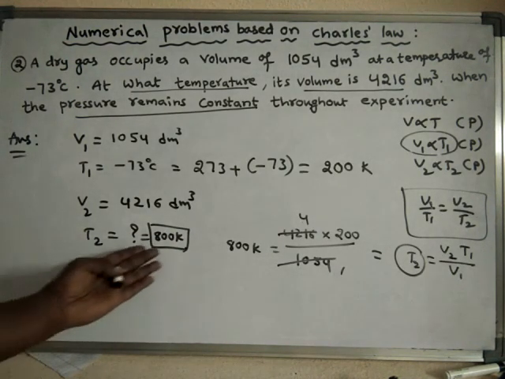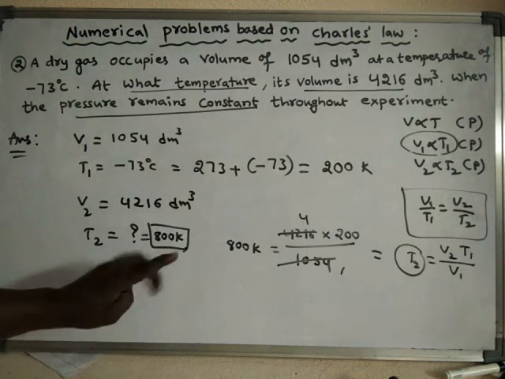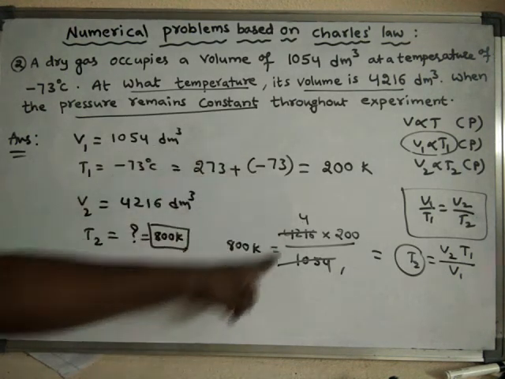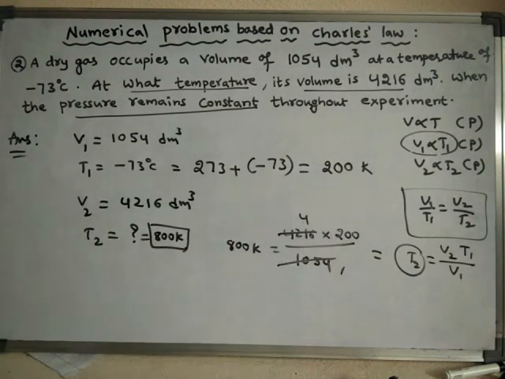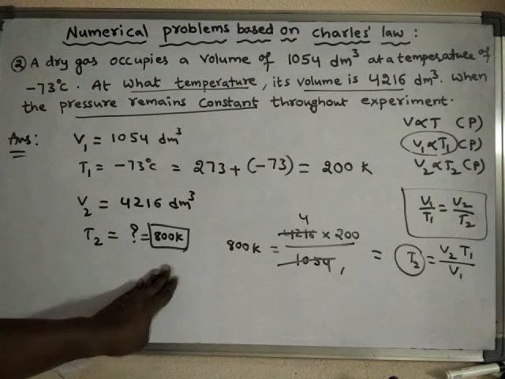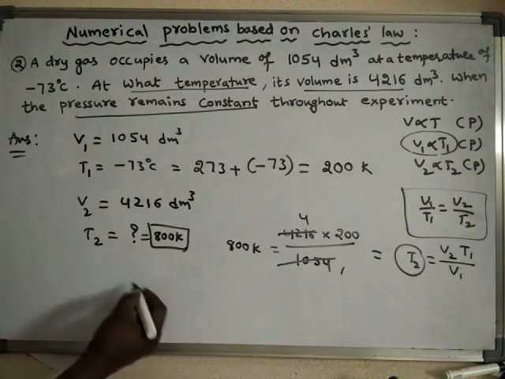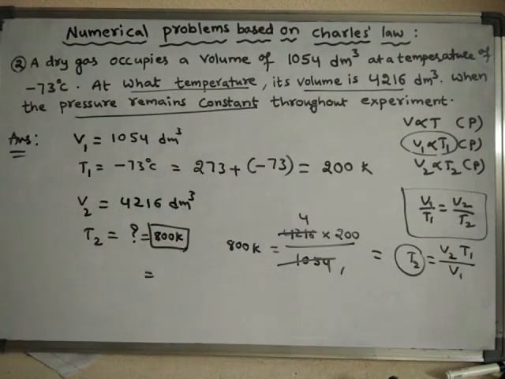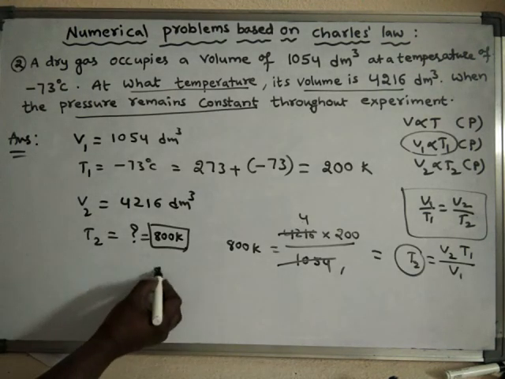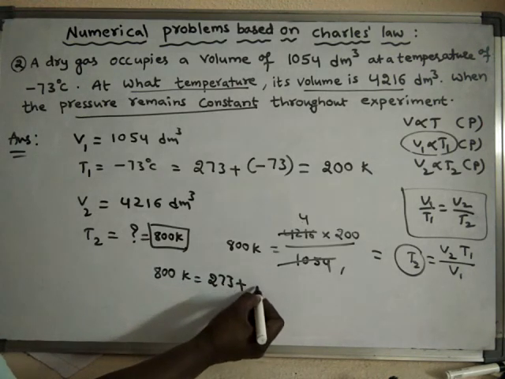Or else we may convert this into degree centigrade also. But during calculation we have to take the values only in Kelvins. Upon getting the answer, the final answer can be converted, finally we may convert into degree centigrade if it is necessary. So now here 800 Kelvin equals how many degrees centigrade? 800 Kelvin is equal to 273 plus some x degree centigrade.